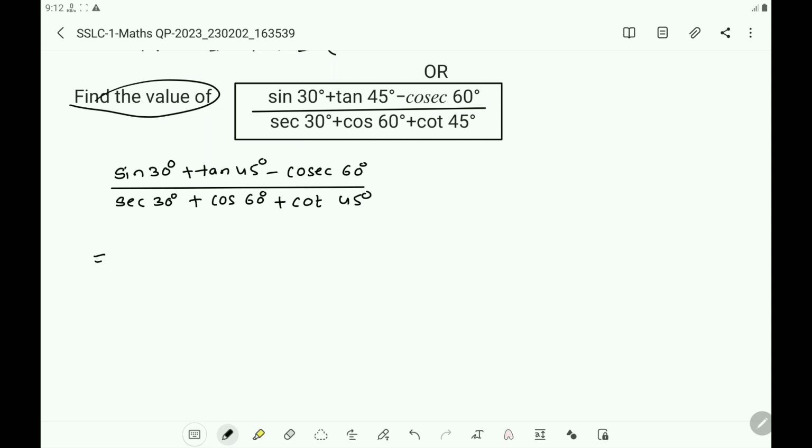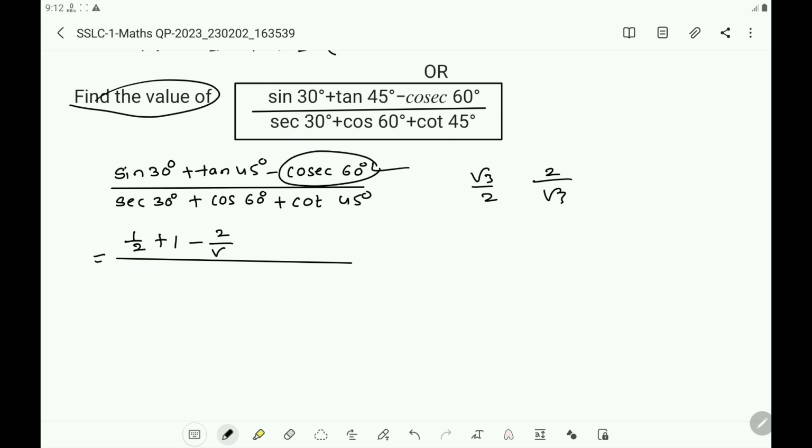Children, you must know the value of all these trigonometric ratios with particular angle. What is the value of sin 30 degree? Sin 30 degree is 1 by 2. Then the value of tan 45 is 1 minus cosec 60 degree. You know that sin 60 is root 3 by 2. Sin and cosec are reciprocals of each other. Therefore, cosec 60 degree is 2 by root 3.